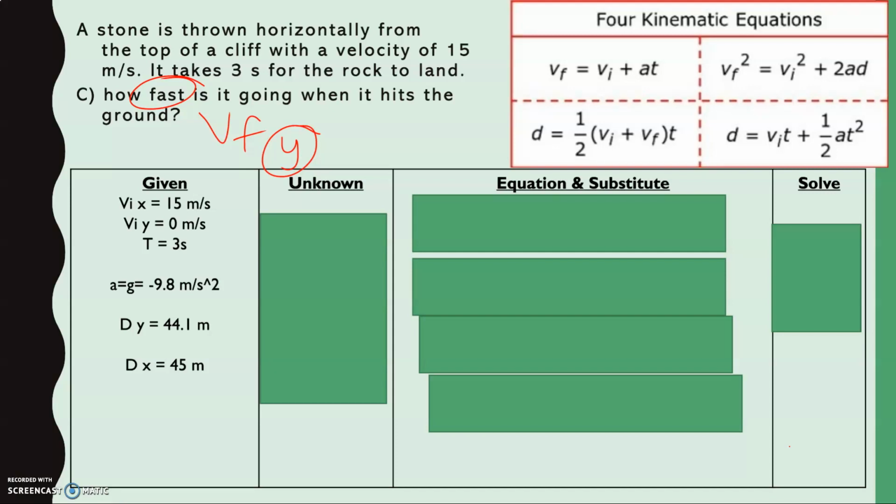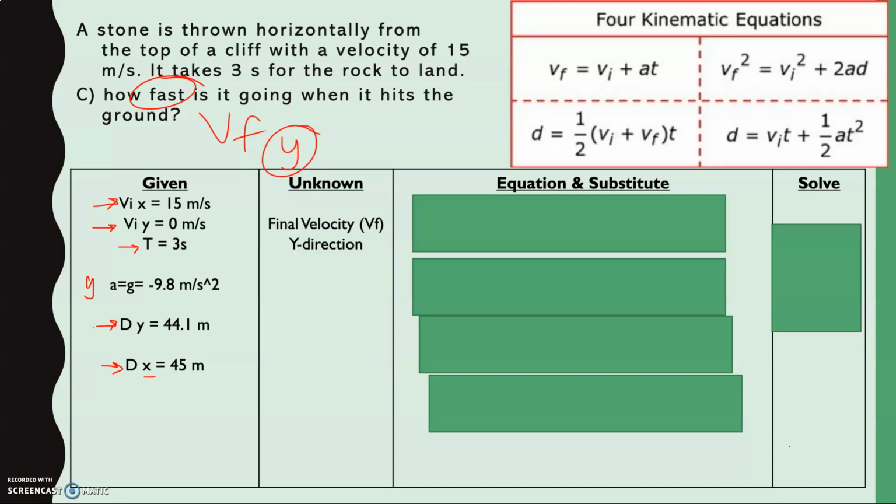So our initial velocity in the x direction, it says, was launched at 15 meters per second. We know that the initial velocity in the y direction is 0. The time, it said in the word problem, was 3 seconds. We know that the acceleration in the y direction is gravity, because gravity only acts in the y direction. We know that the distance that it falls in the y direction is 44.1 meters, because we previously solved for this. And we know the distance that it fell away from the base, so the distance in the x direction, is 45 meters. And again, our unknown is the final velocity VF, and we are looking for it in the y direction.